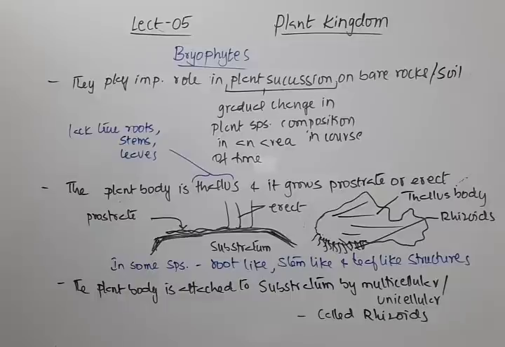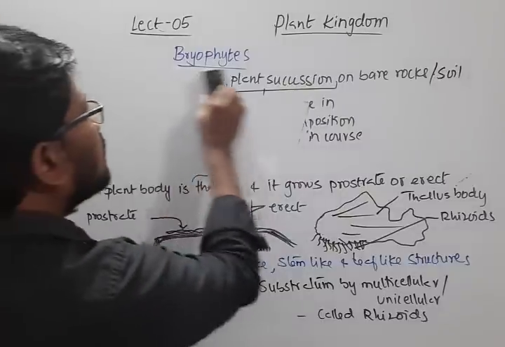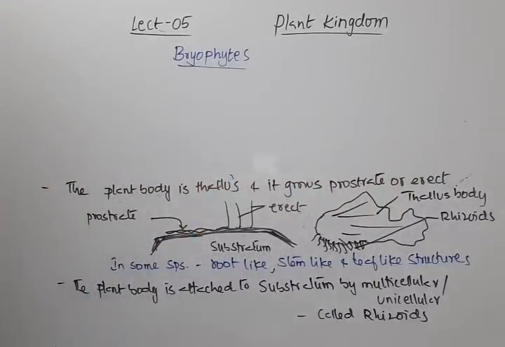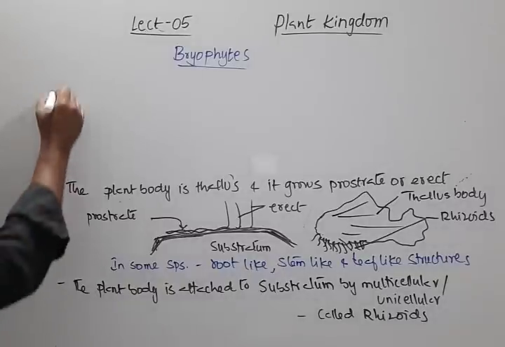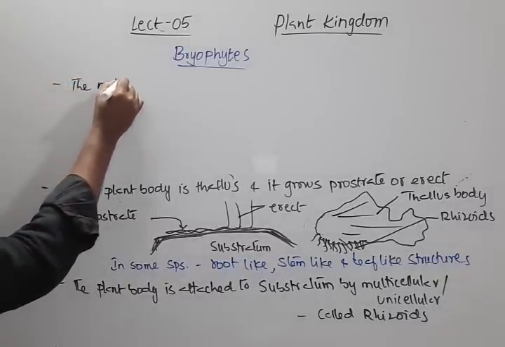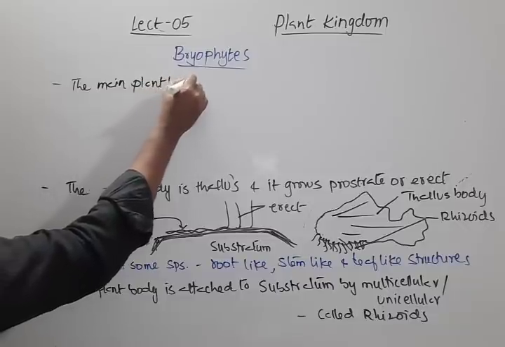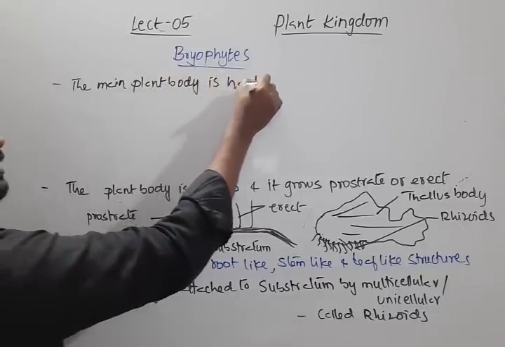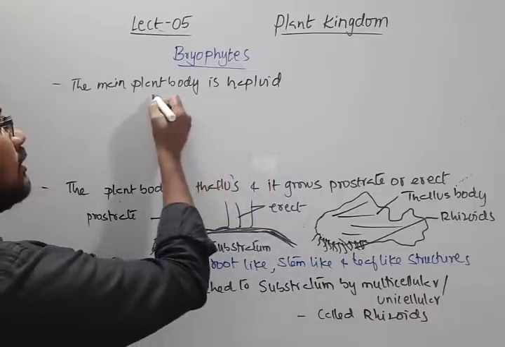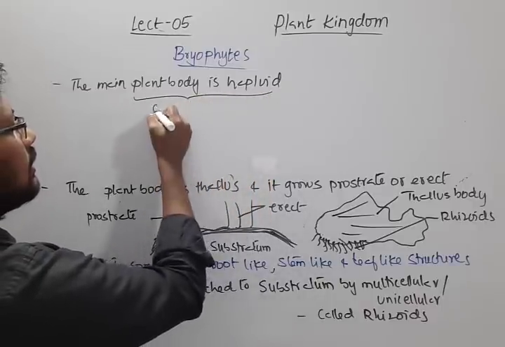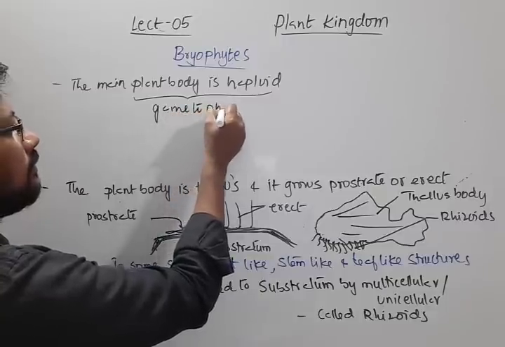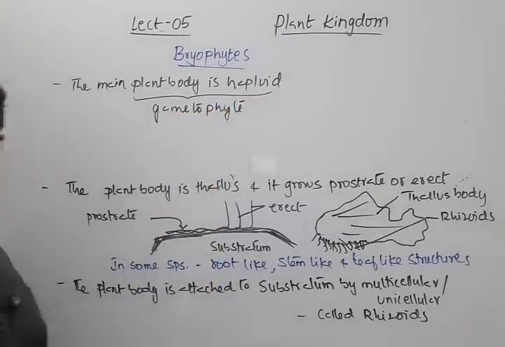Then the main plant body is haploid. If the plant body is haploid, we need to call it gametophyte. Remember, we have studied in previous sessions that gametophyte is haploid.